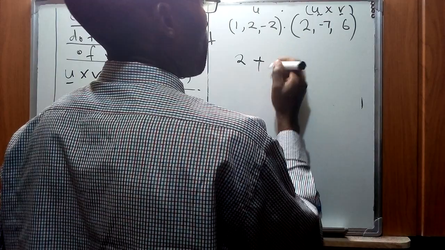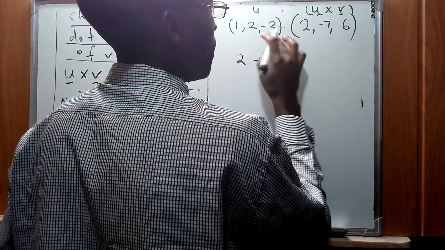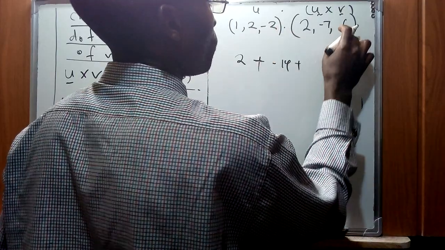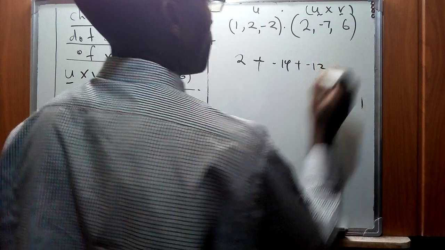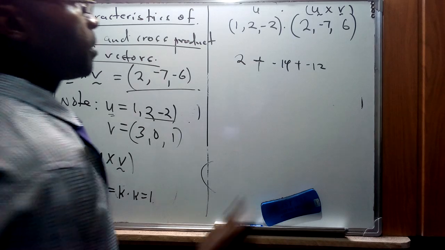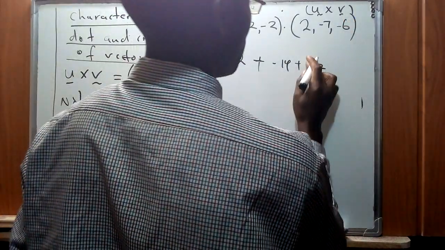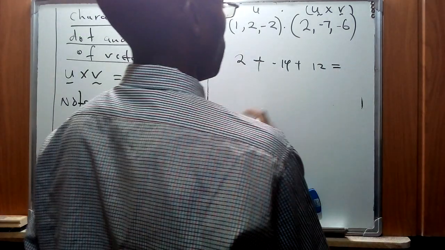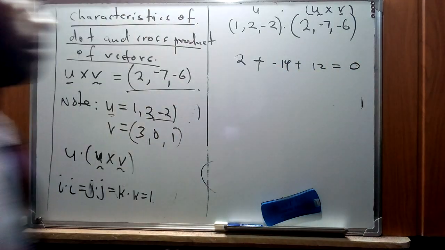2 times negative 7, it's minus 14. And then this is minus 2, so plus minus 2 times 6, this is minus 12. In this case, because this was actually negative 6, which I had just written here, this is going to be plus 12. So this is going to give us the sum, 2 plus 12, 14. So it's going to give us a 0.